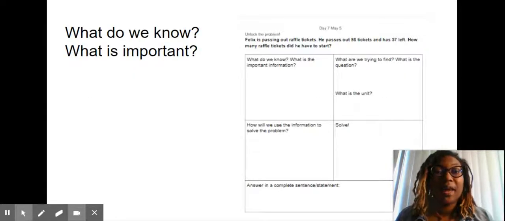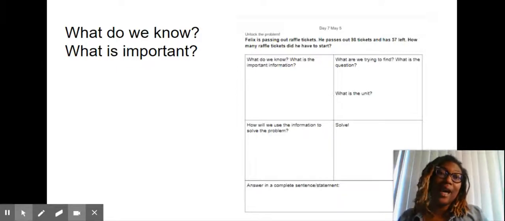Okay, so first we have to figure out what we know and what is important. So we know that Felix was passing out tickets. He passes out 98 tickets and still has 57 left. So he gave away 98 tickets and he still has 57 tickets left, which is very important.